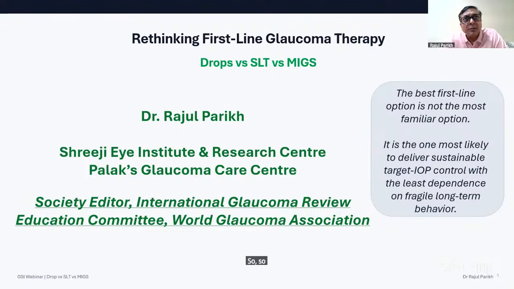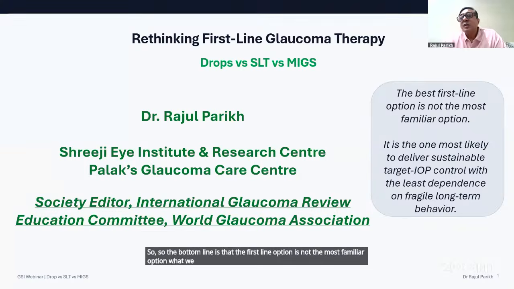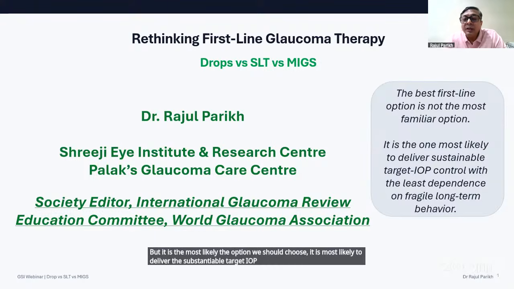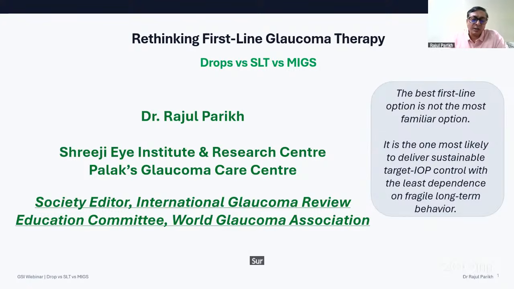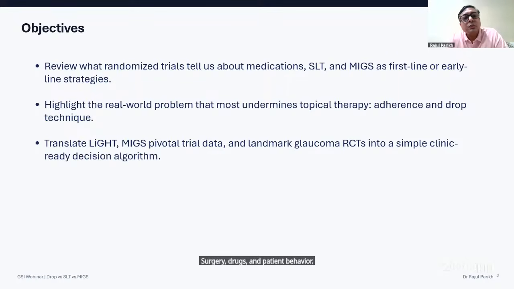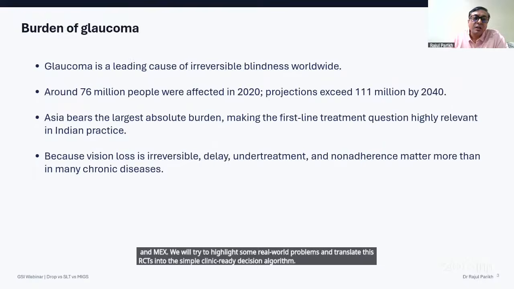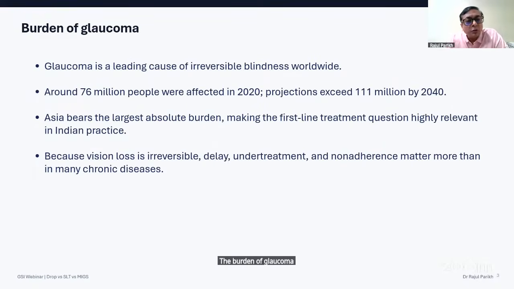So the bottom line is that the first-line option is not the most familiar option that we know, but it is most likely the option we should choose. It is most likely to deliver substantial target IOP control with the least dependence on the fragile long-term behavior of the medicine, surgery, drugs, and patient behavior. The objective of this talk is to review the randomized trials related to medicines, lasers, and surgery. We'll try to highlight some real-world problems and translate these RCTs into a simple clinic-ready decision algorithm.